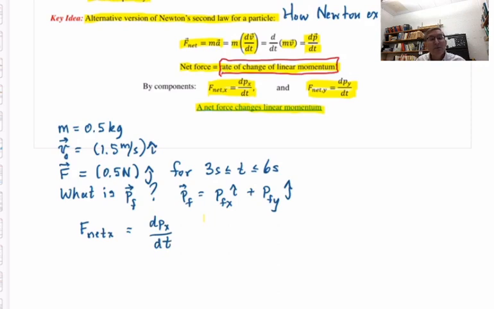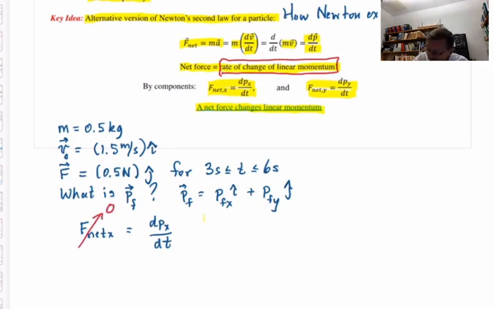F net x equals the rate of change of p sub x. But you saw the animation. What is F net x? Was there any x force? No, the force was only in the y direction. So F net x is equal to 0.